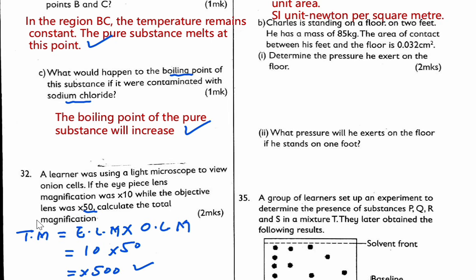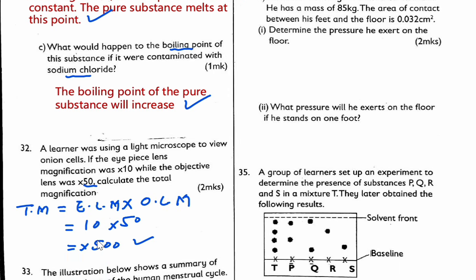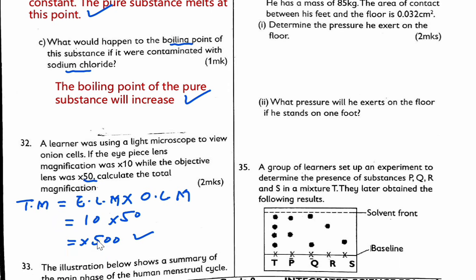But in the exam, kindly don't write these initials. The examiner is not going to understand what you are talking about. Just write in full. So that is the answer to 32. We get those 2 marks.